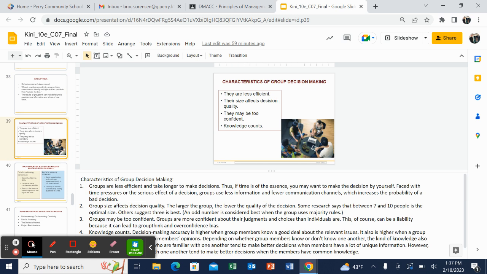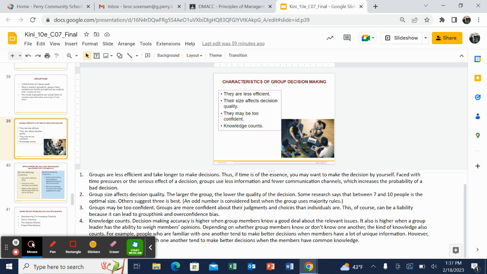So characteristics of group decision makers. Sometimes they're less efficient. Their size affects their decision quality. They may be too confident, and then ultimately knowledge counts. So the decision-making accuracy is higher when group members know a good deal about the relevant issues. It's also higher when a group leader has the accountability or has the ability to weigh members' opinions. So depending on whether the group members know or don't know one another, this kind of knowledge can really also affect decisions when going into an organization or a group team.